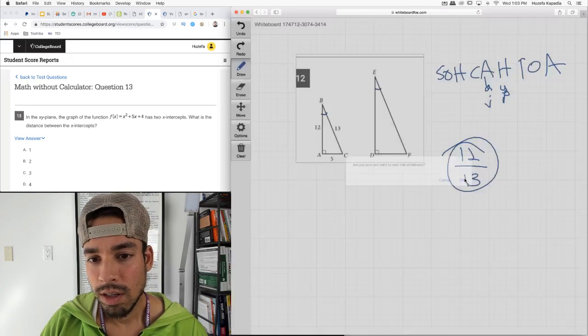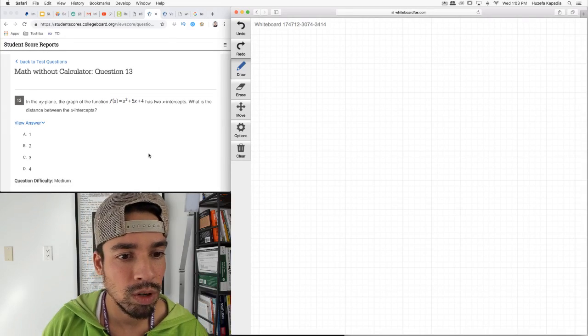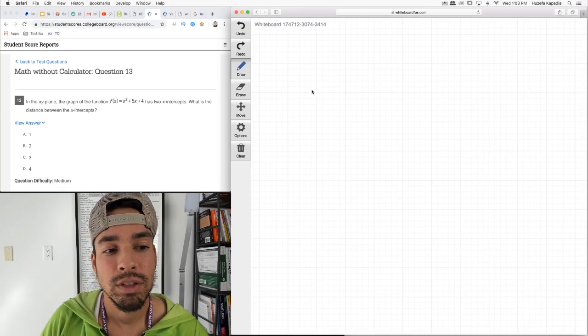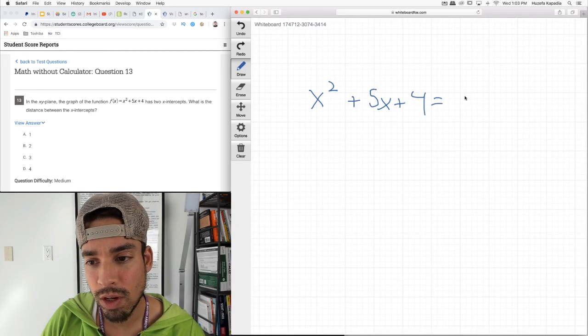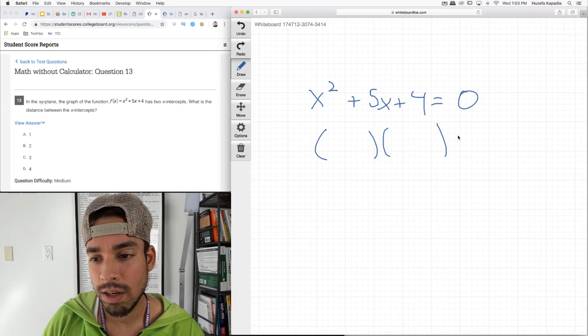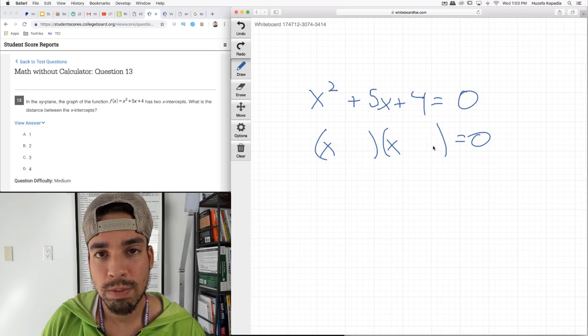All right. Next, in the xy plane, the graph of function x squared plus 5x plus 4 has two x-intercepts. What is the distance? Okay, first let's find the x-intercepts. First thing we've got to do is set this guy equal to 0. That's what x-intercepts are. It's where the function equals 0. Now we're going to factor, okay? And all we need to know is what numbers multiply to 4 and add to 5.